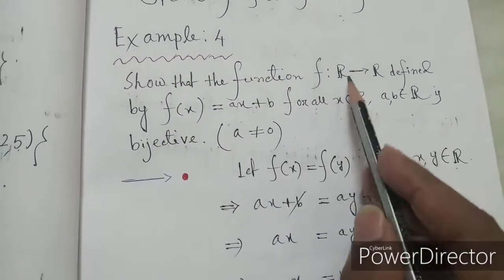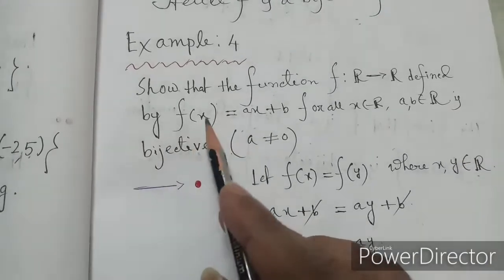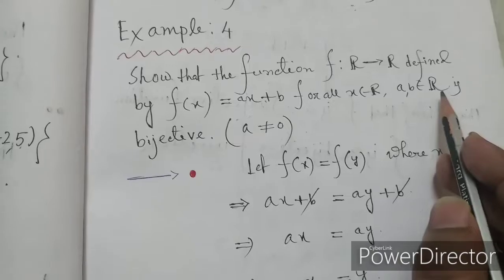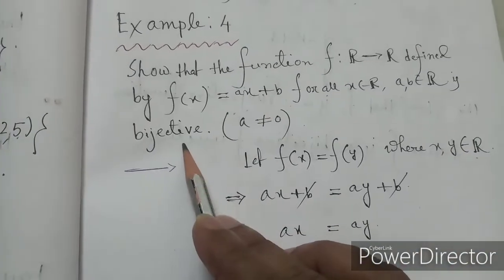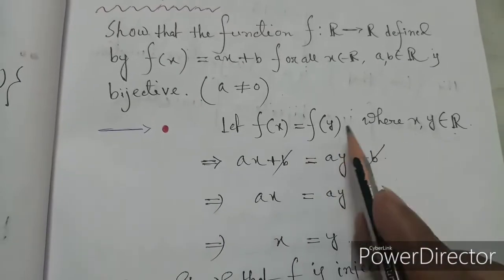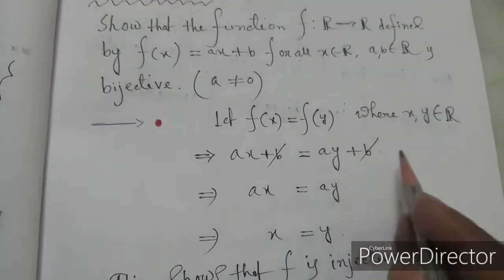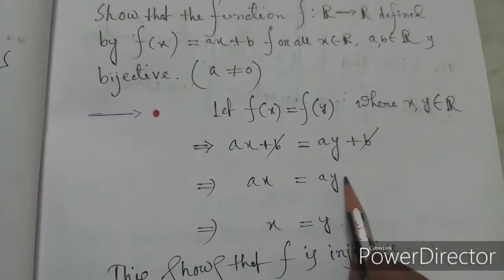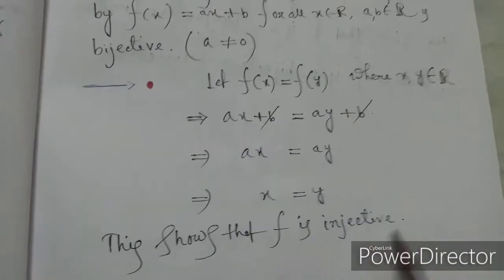Show that the function f from R to R defined by f(x) equal to ax plus b for all x belonging to R, a and b belonging to R, is bijective. How to show it? Let's see. Let f(x) equal to f(y). Then ax plus b equal to ay plus b, a cancels out. Why? Obviously a is not equal to 0, that's why a cancels out. That's why x equal to y and hence it is injective.